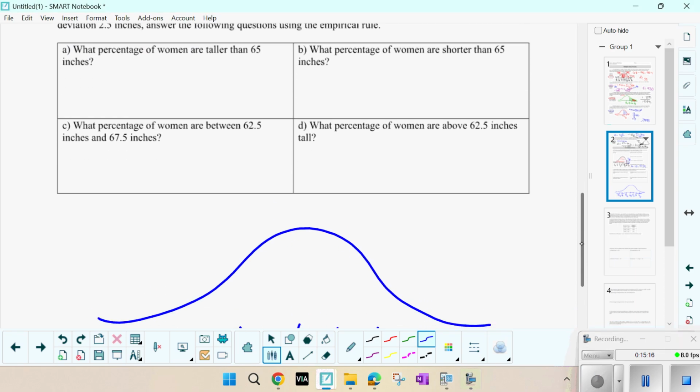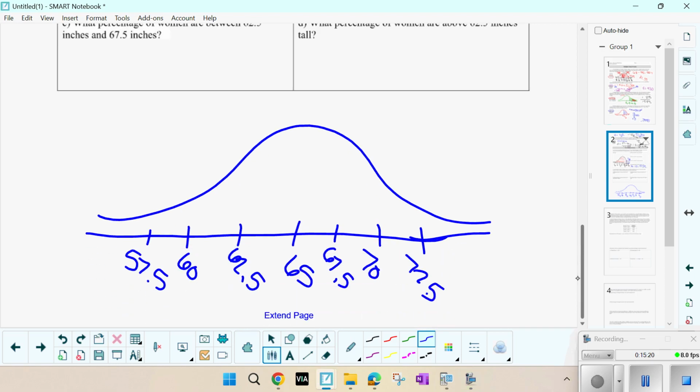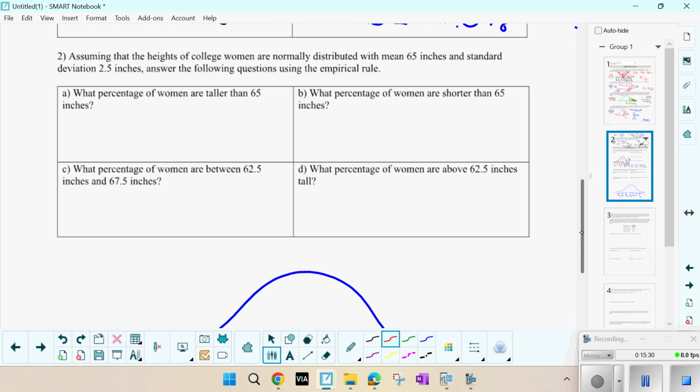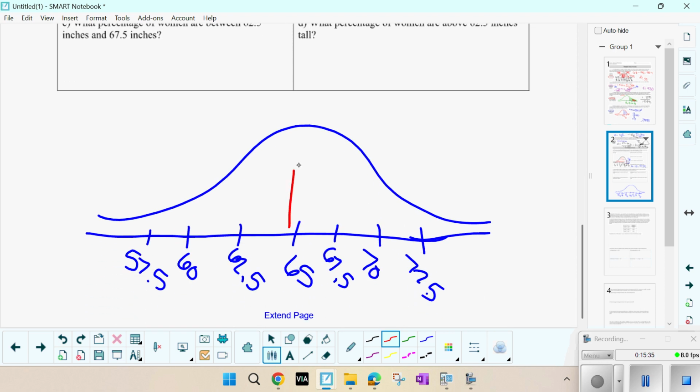Part A says, what percent of women are taller than 65 inches? Okay, so 65 inches taller gives me this direction. Well, that's half of our data, so we should have 50% there. Part B, what percent of women are shorter than 65? Okay, and again, there's our middle. Shorter would be over here, and that is also half of our data, so 50%.